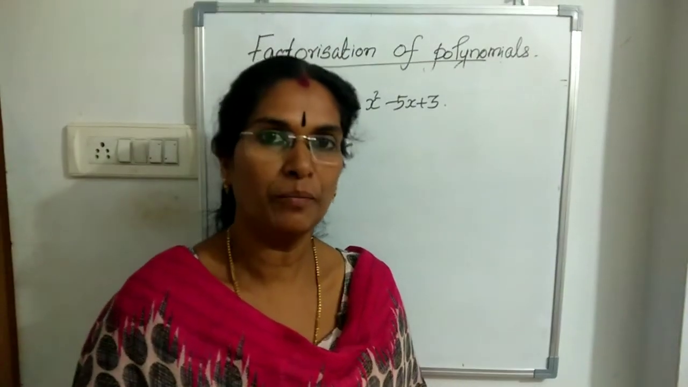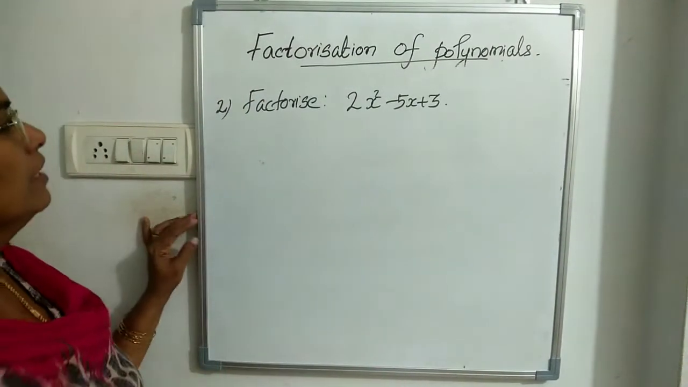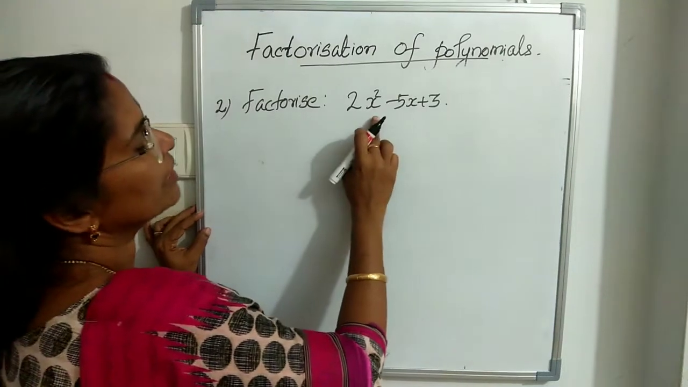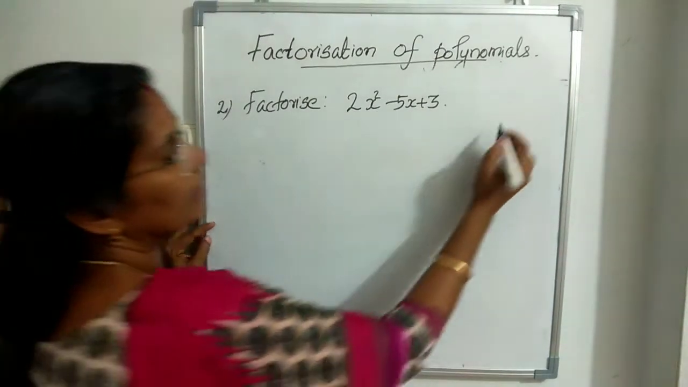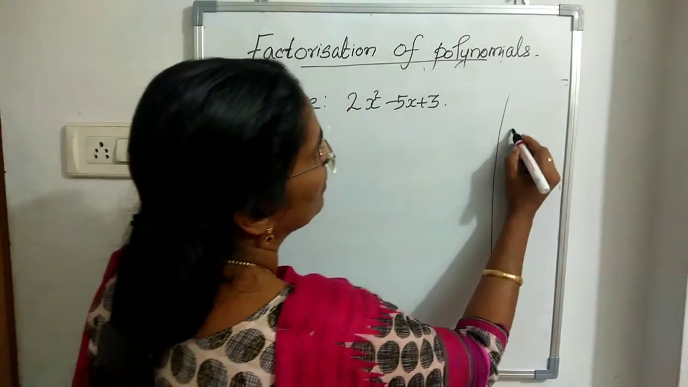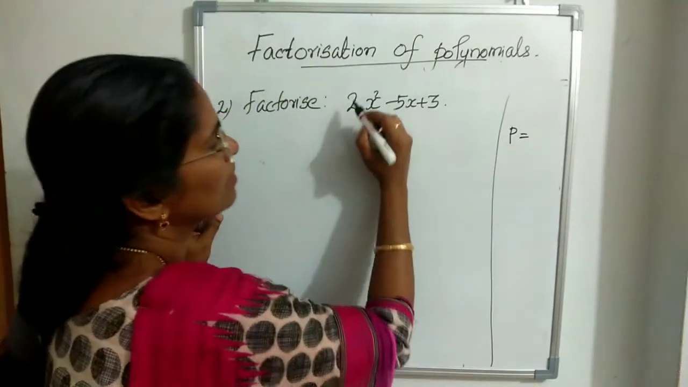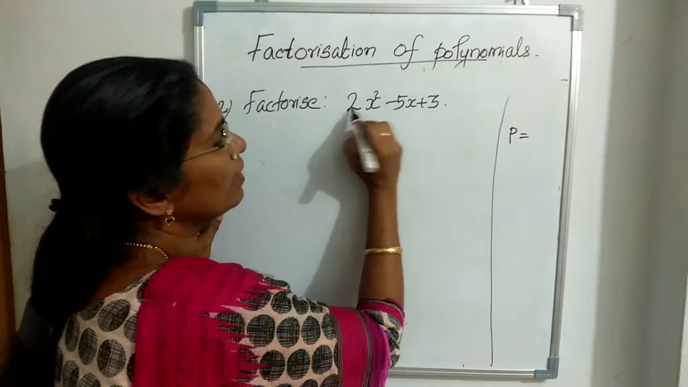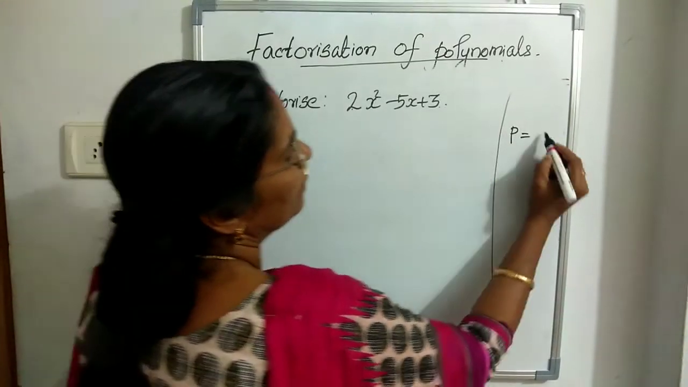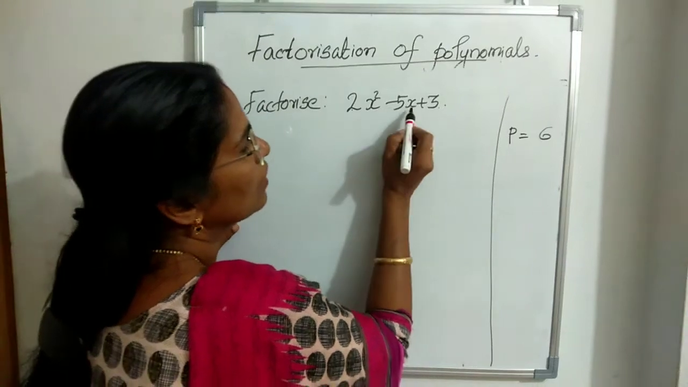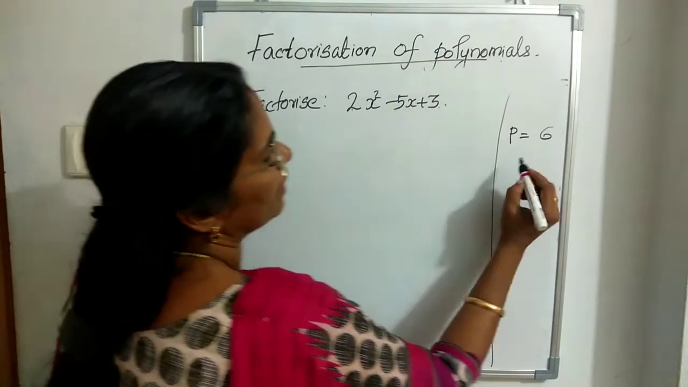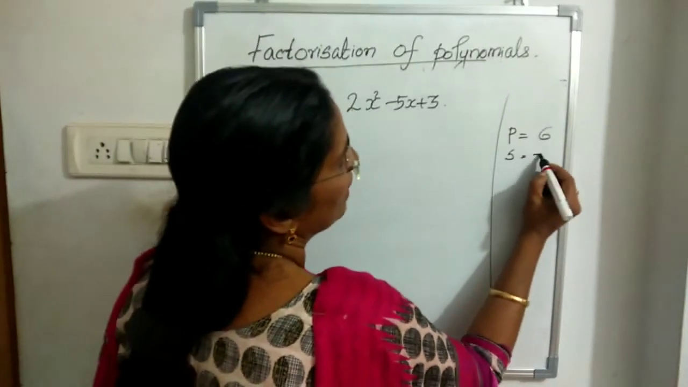We can solve one more question. See, this is our question. Factorize 2x square minus 5x plus 3. Okay. What is our first step? The product of two numbers. Coefficient of x square and constant we are multiplying. Product of two numbers is 6. The sum of two numbers is the coefficient of x, that is minus 5.